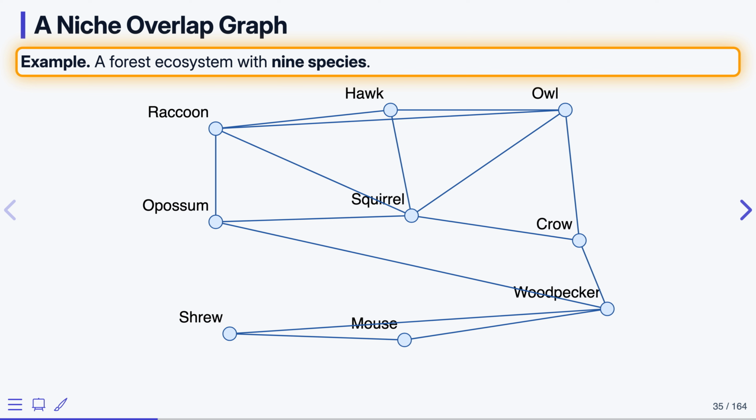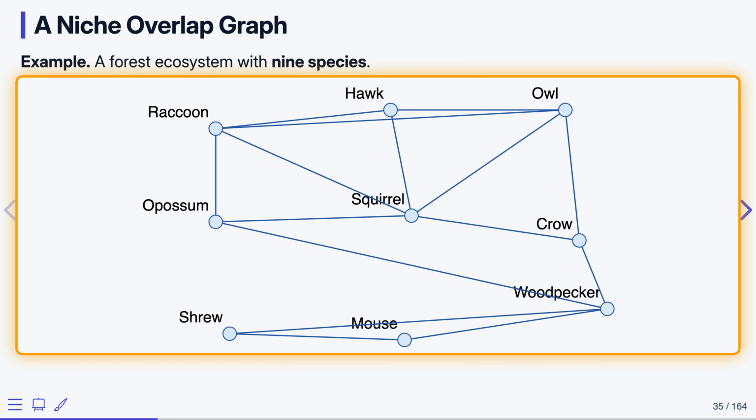This is the niche overlap graph for a forest. We see 9 species: the raccoon, the hawk, the owl, the opossum, the squirrel, the crow, the shrew, the mouse, and the woodpecker. A line between 2 of them means they hunt or eat the same food. Look at the squirrel. It has lines to the raccoon, the hawk, the owl, the crow, and the opossum, so the squirrel competes with 5 other species. Now look at the shrew. It has only 2 lines, to the mouse and to the woodpecker, so the graph shows us exactly who competes with whom.